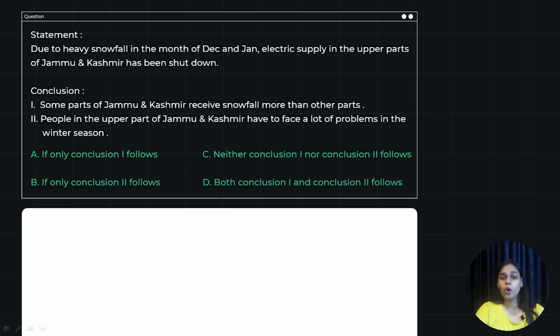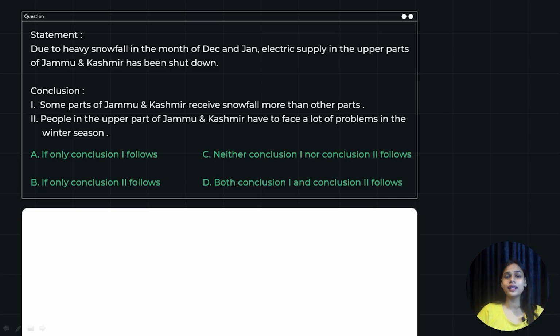Okay, I hope you have solved the question now. Let's move ahead with the answer. So let's read the statement first. Due to heavy snowfall in the month of December and January, electric supply in the upper parts of Jammu and Kashmir has been shut down.